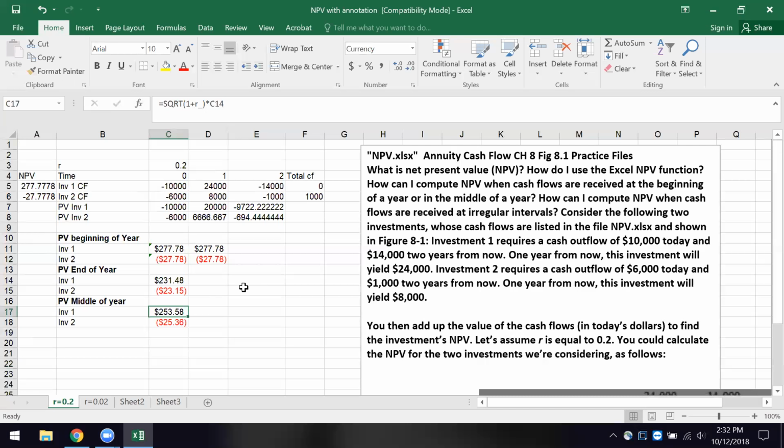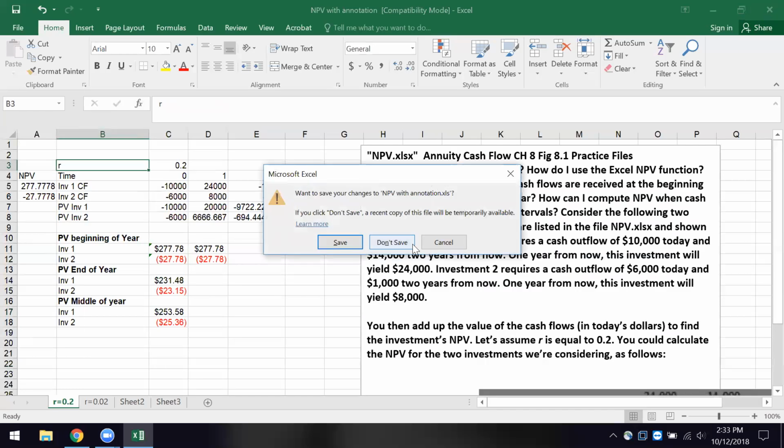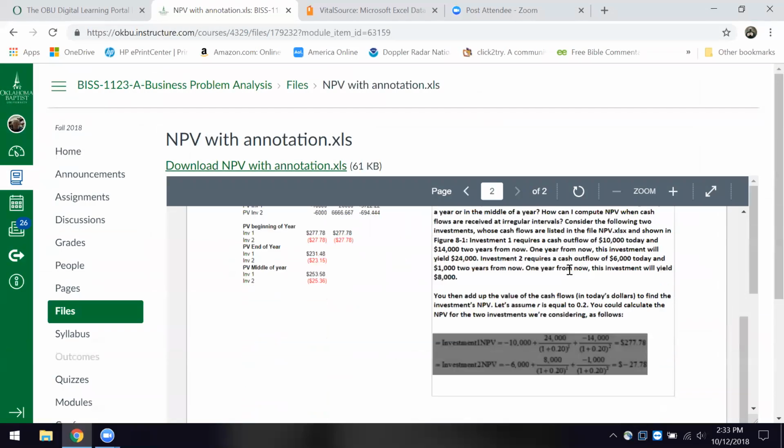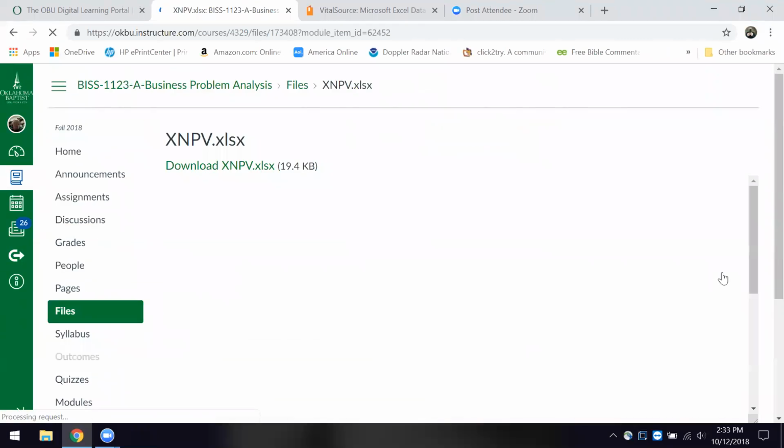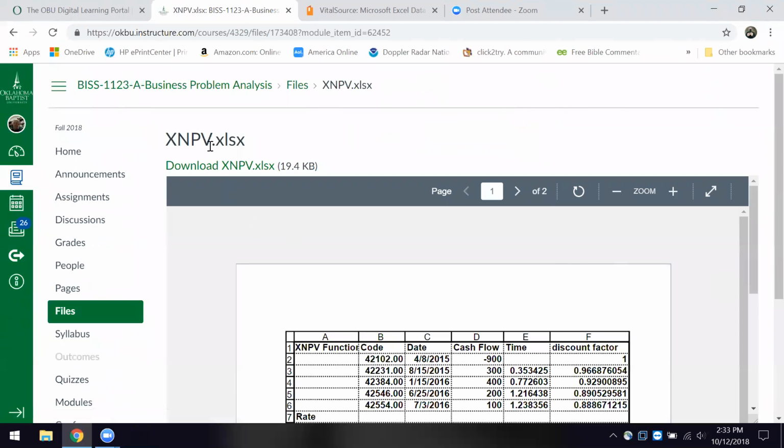And where the authors have got an R, typically you'll see an I for interest rate, but that's the rate of return. And that's all that's going on there. All right, and I'm not going to save it. Now we're going to go to the last one that I want to talk about. And this is the XNPV.